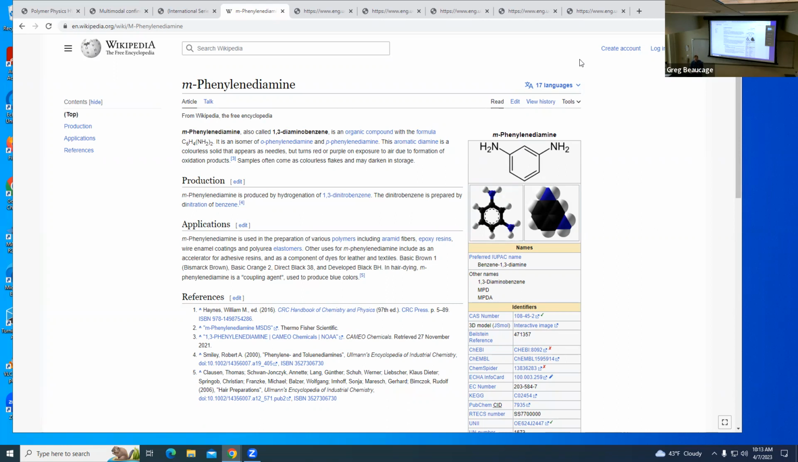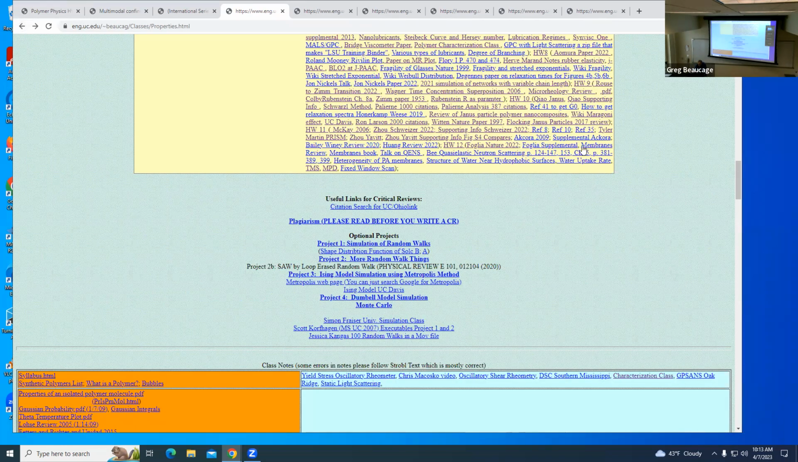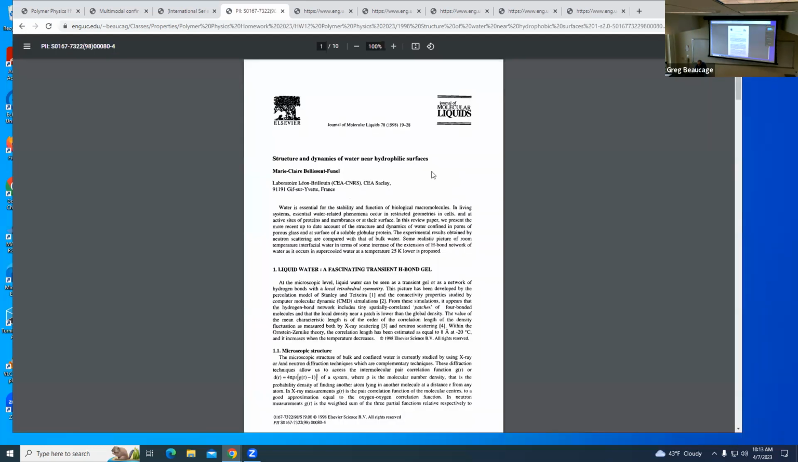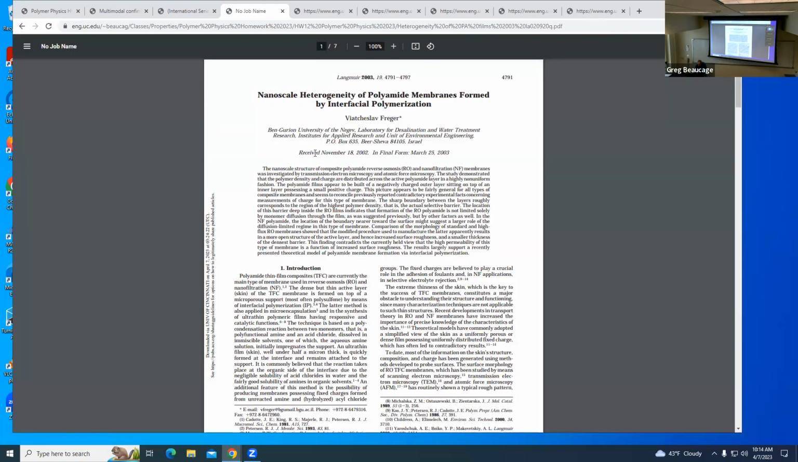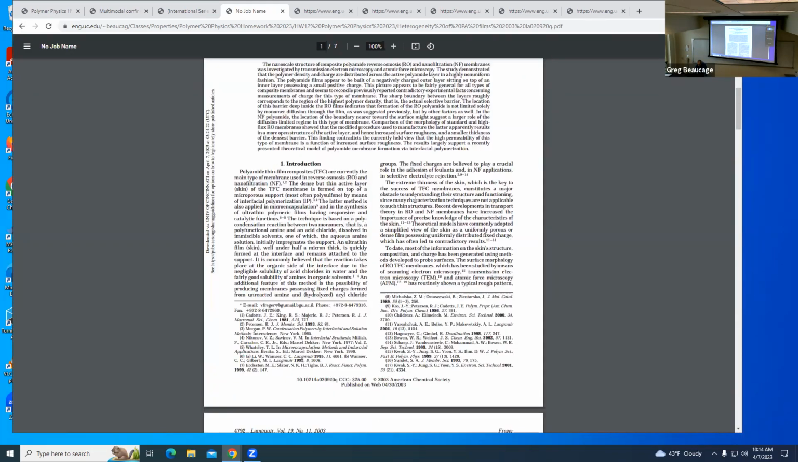Well, the structure of that film, there's quite a bit of papers on this, like the structure of the water. Let's see, no, that's a water structure. Wait, heterogeneity of polyamide films. So it's the same kind of film.